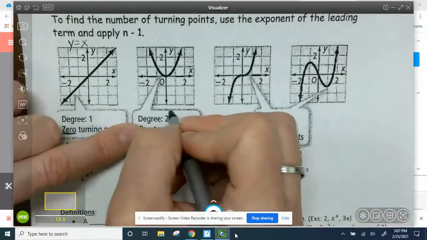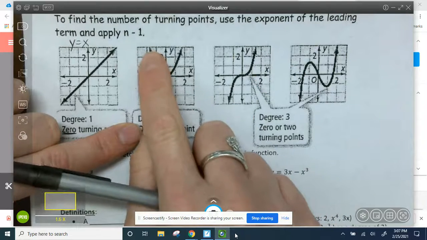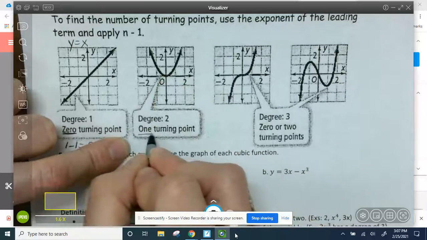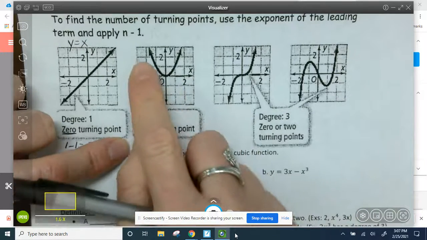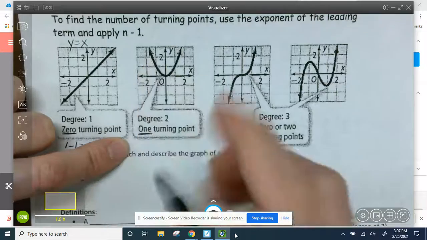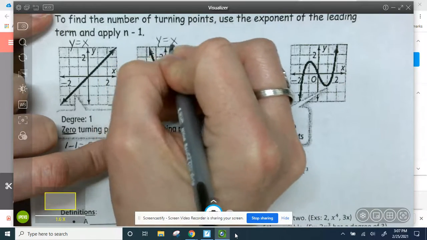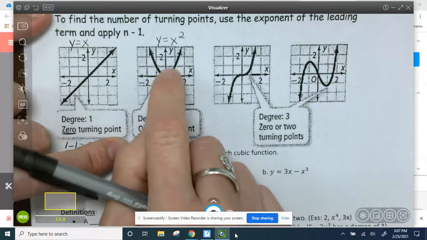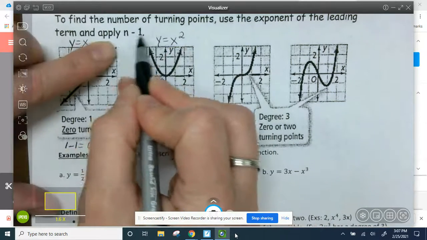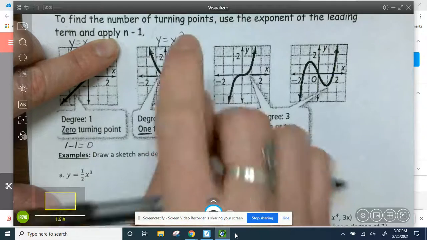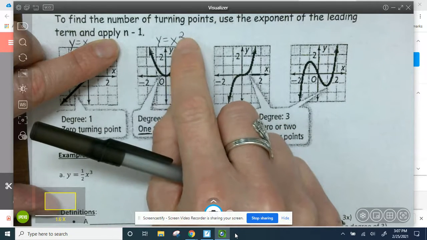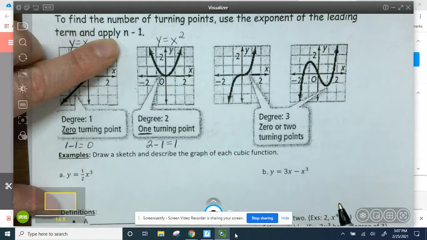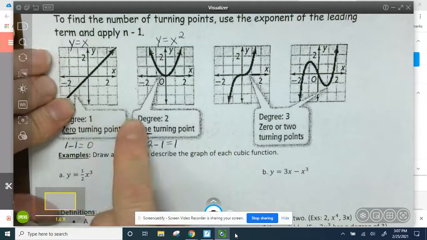All right, for this one, I've already told you that a turning point is where it's going down and then it starts going up. So we already know that this one has 1 turning point. Hopefully you recognize that this is a parabola, which means it's the graph of y equals x squared. It's actually the parent function of quadratic functions. So if I apply n minus 1 here, my highest exponent, n, is 2. So 2 minus 1 is 1.